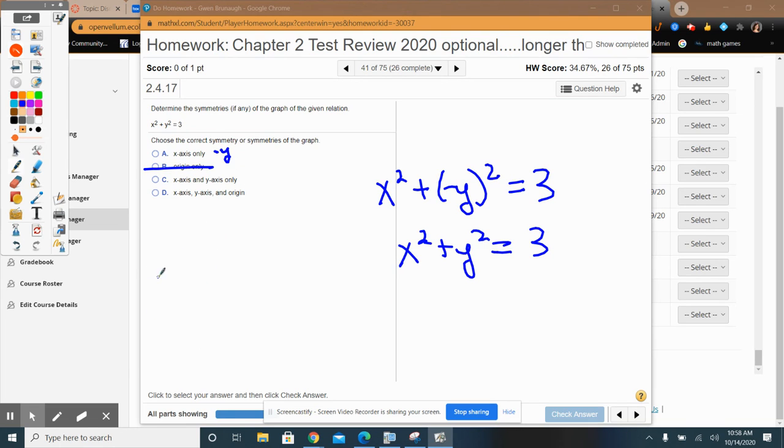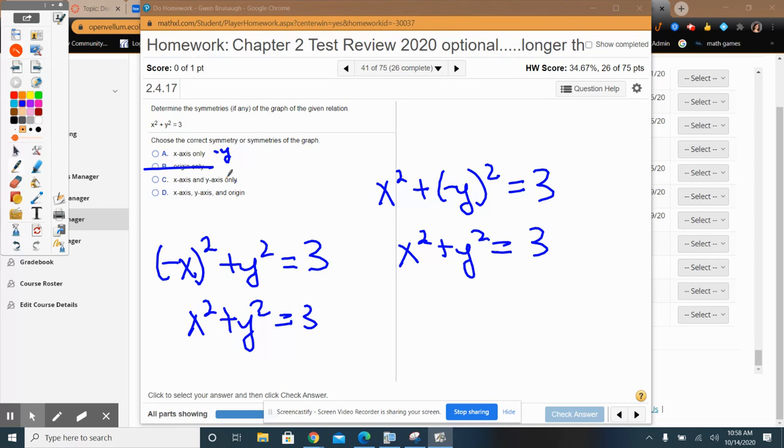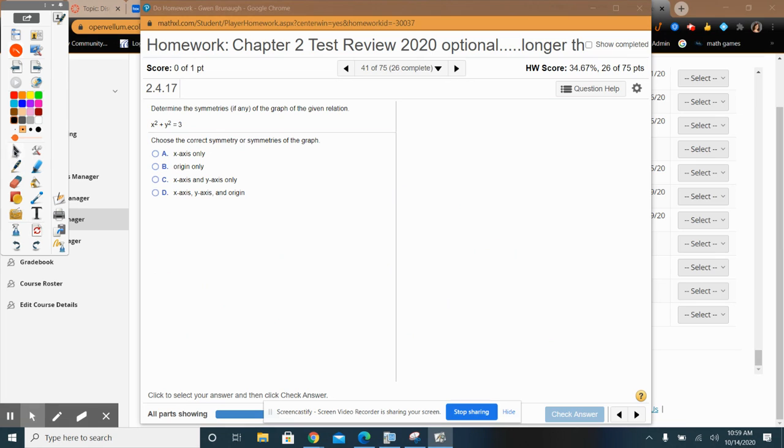So now let's check the y-axis. That would be negative x. Does negative x squared plus y squared equal 3? The answer is yes. x squared plus y squared does equal 3. So it does have y-axis. And to check the origin, you would have to plug both in, negative x squared and negative y squared. And does that simplify out? Yeah, it actually has all of them. We did talk about this earlier. That is the graph of a circle, which does have all the symmetry.